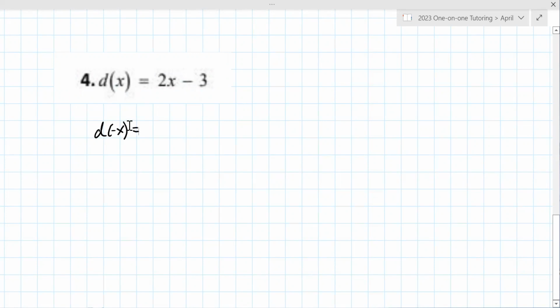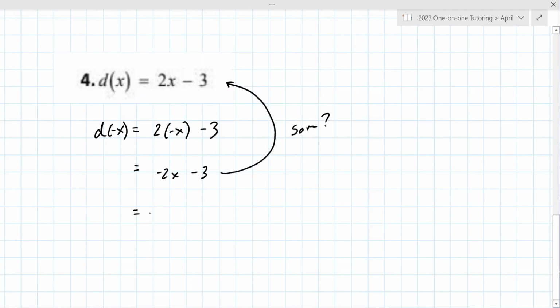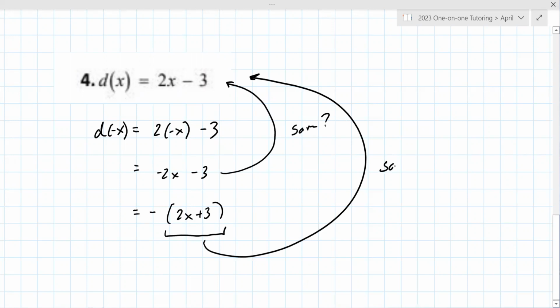Okay. And then so you actually have 2 times negative x, so it's negative 2x. So it's either odd or neither. So is this like the same as the original? No, so it's neither. Yeah, and when you factor out a negative, you get 2x plus 3. This is not the same as the original. It's the same question, literally. So you're right, neither.